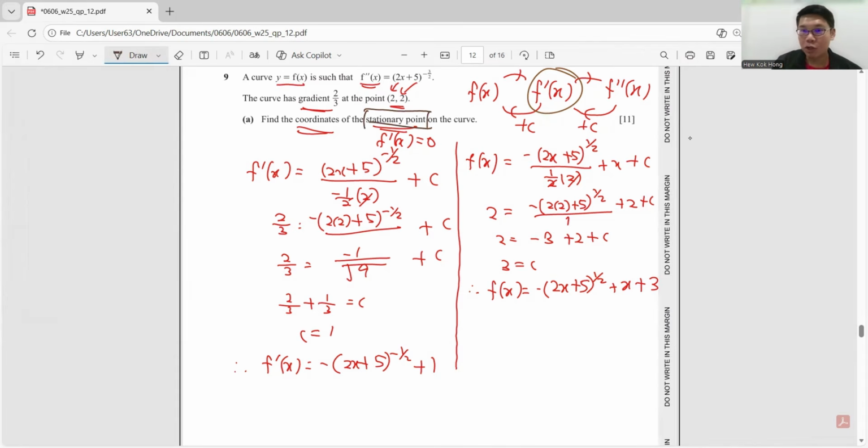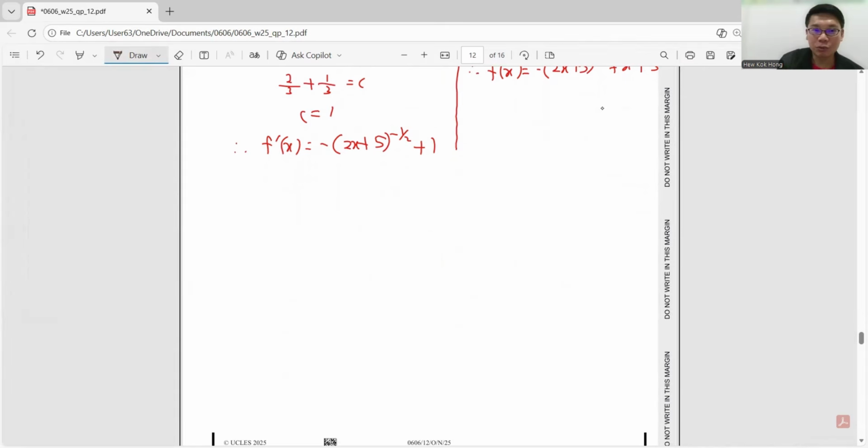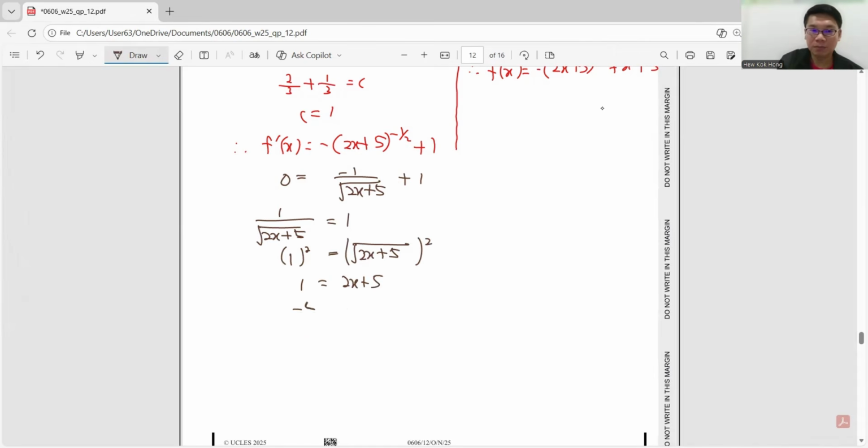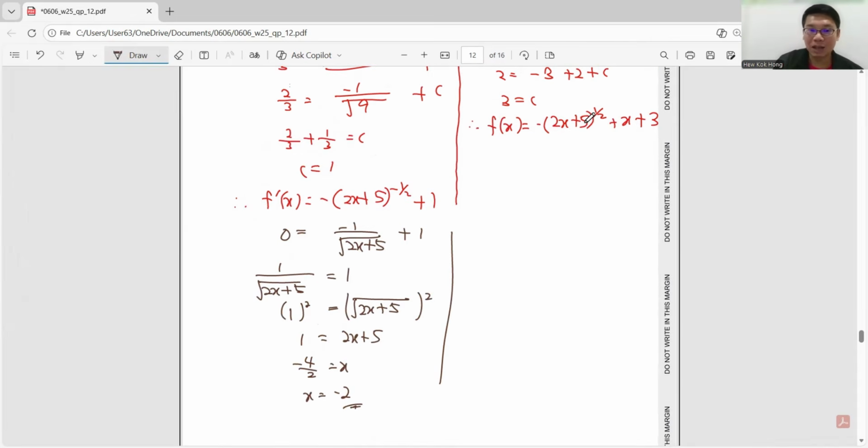So for the stationary point, we know dy/dx equals 0. Use this: dy/dx equals 0. The power minus half, I throw down, becomes this. I square both sides to remove the square root. X equals minus 2. So we know x is minus 2. Then we know the y value, which is here. So we know the coordinate is minus 2, 0.